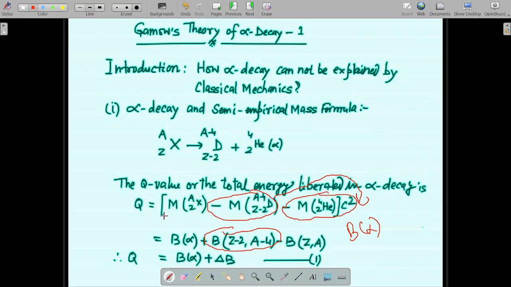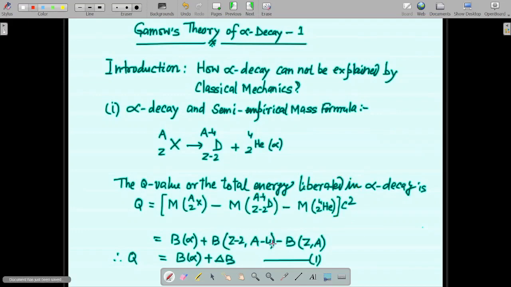And this particular entity over here, what is it? When you multiply it by c square, it has no negative sign, so we will have to put one negative sign over here. So it is the binding energy of the parent nucleus. So you can write Q equal to B alpha plus B of Z minus 2, A minus 4, minus B of Z, A, which is equal to B alpha, meaning binding energy of alpha particle, plus change in binding energy. Delta B means change in binding energy. Now this is the daughter nucleus binding energy, this is the parent nucleus binding energy.